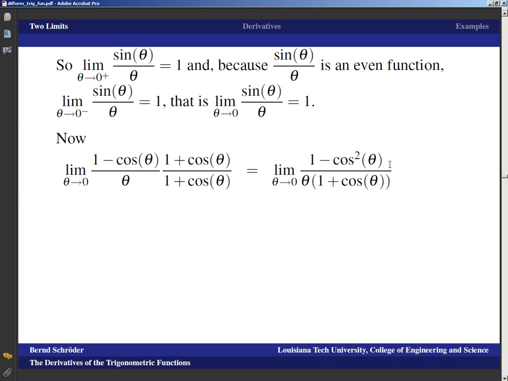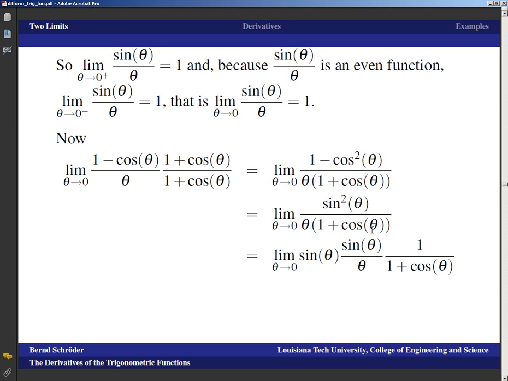1 minus cosine squared theta, just verify that that works. Dig out all these things that you have learned by Pythagoras. That's sine squared theta over theta times (1 plus cosine theta). And now we're just going to break this thing up, because sine squared theta is sine theta times sine theta. And so I break that up as sine theta times sine theta over theta times 1 over (1 plus cosine theta). And that's another one of those pattern recognition things.